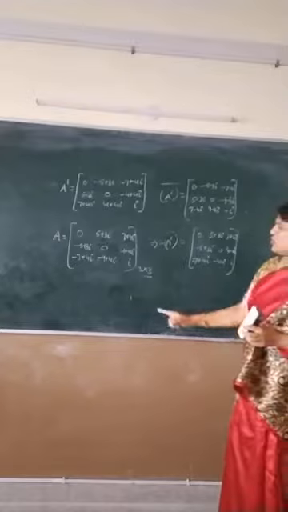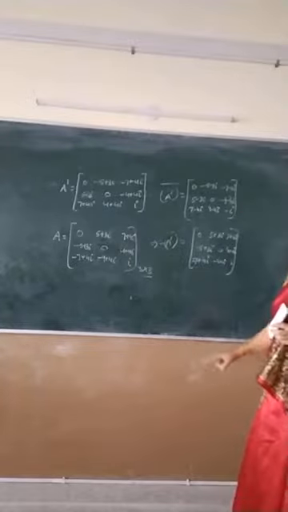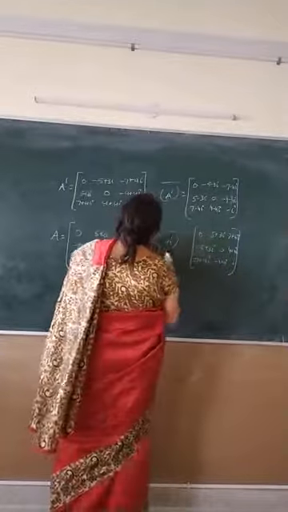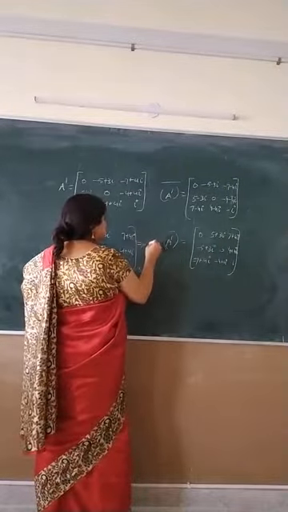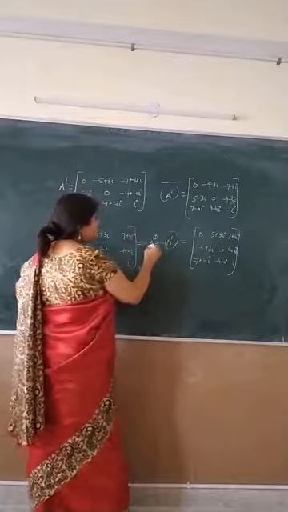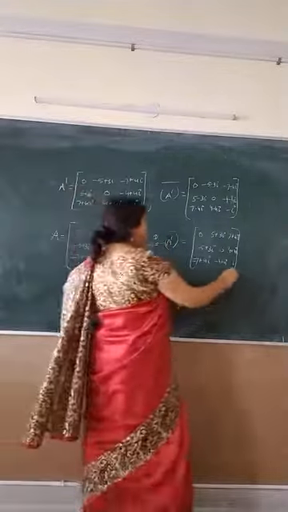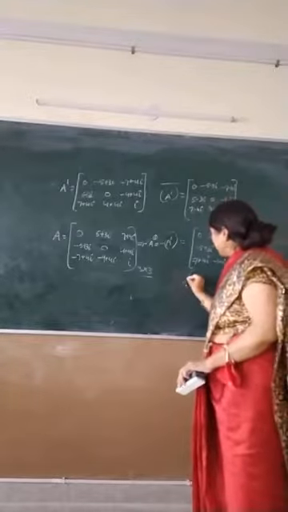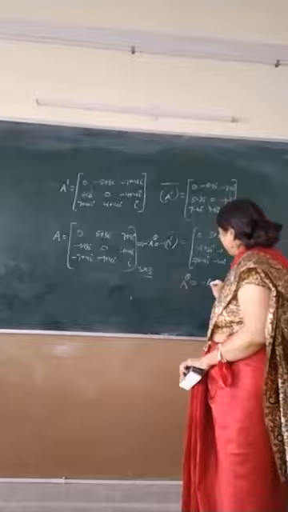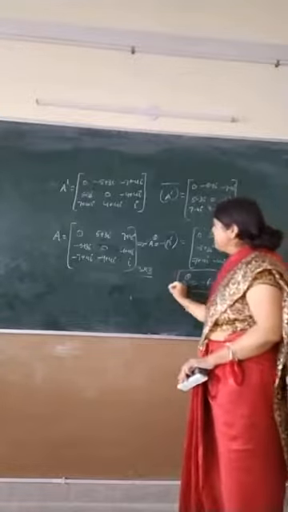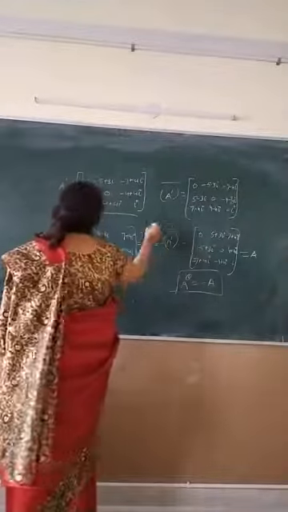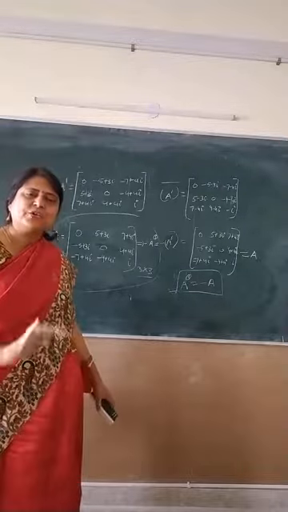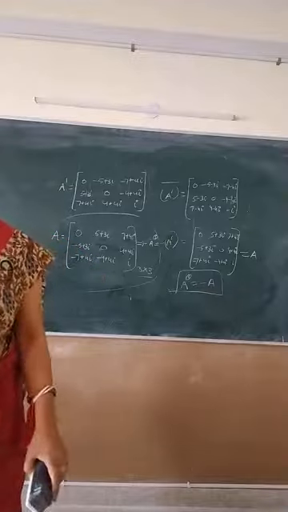Now see, you can check students. This conjugate transpose is minus of this matrix. The meaning of this is that the matrix is equal to minus of its conjugate transpose. Now the given matrix is a skew Hermitian matrix. Is it clear? Okay, now let's do the next one.